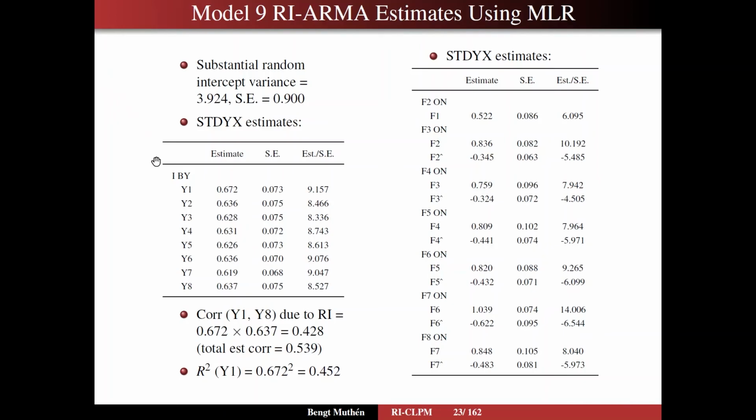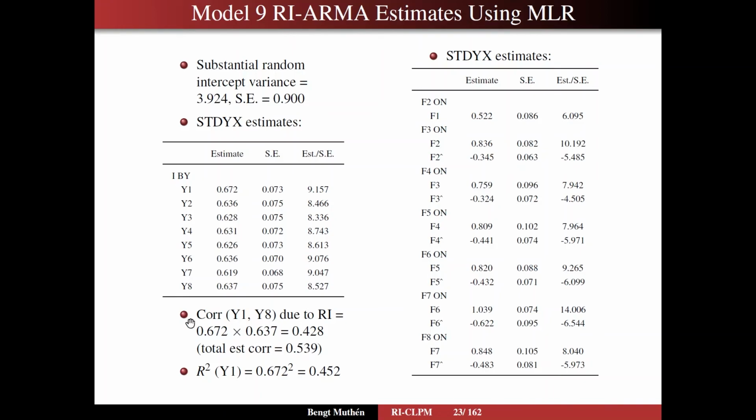The standardized estimates are interesting for the random intercept as measured by the 8 y variables. The raw coefficients are fixed at 1. Standardized coefficients give you information about, say, the correlation between the first and last time point due to the random intercept. So that's the first standardized loading times the last, which is 0.428. The total correlation between time 1 and time 8 is higher than that, 0.539, as it should be, because you have a certain contribution from the autoregressive and the moving average parts, even at that time distance.